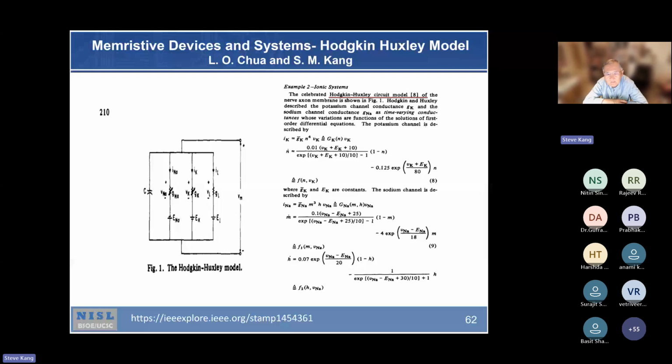So it's a very exciting equation, but on the other hand, you cannot build a memristor circuit using this model. It's too complex. You cannot do that. But there are some other inventions being made.